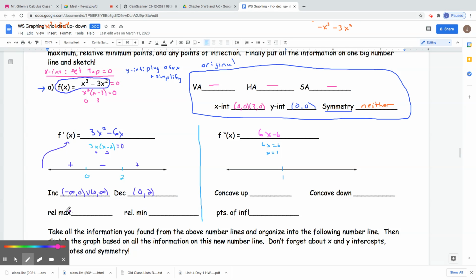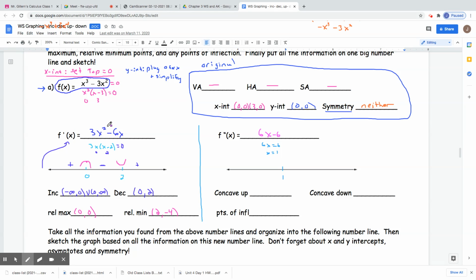Now, to find my max or mins, you look to see where it changes on the number line. Since it goes from plus to minus, that means it's increasing and then decreasing at 0. That is a max. So I put 0 there. The min is at 2 because it's going from decreasing to increasing. That is a min. To get the y coordinates, that's where you plug back into the original. Plug in 0, I get 0. Plug in 2. That's 8. 2 squared is 4, so 3 times 4 is 12. So 8 minus 12, negative 4, I believe. Hopefully I did that right. Okay. So you get 2, negative 4.